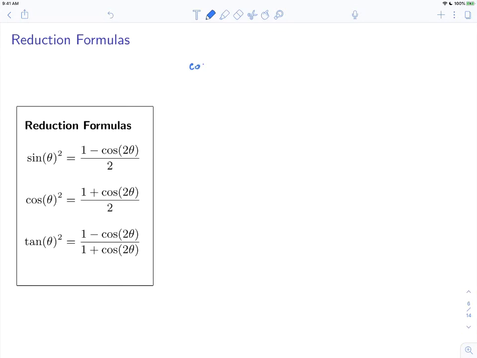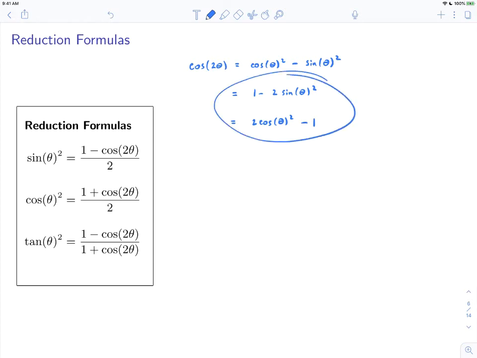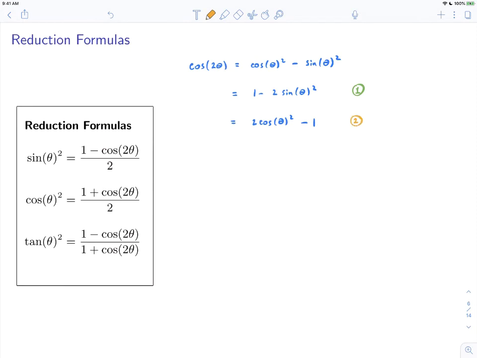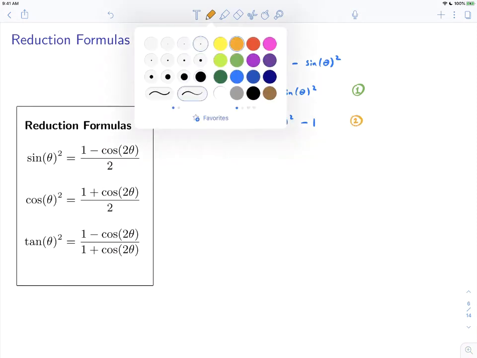So recall that cosine of 2 theta is equal to cosine of theta squared minus sine of theta squared. And we were able to use the Pythagorean identity to rewrite these as 1 minus 2 times sine of theta quantity squared, and also as 2 cosine theta quantity squared minus 1. Now it's these last two identities that we want to use. So let me just number them. So I'm going to call this one 1, and I'm going to call the other one 2. So let's start with the identity that we're calling 1.